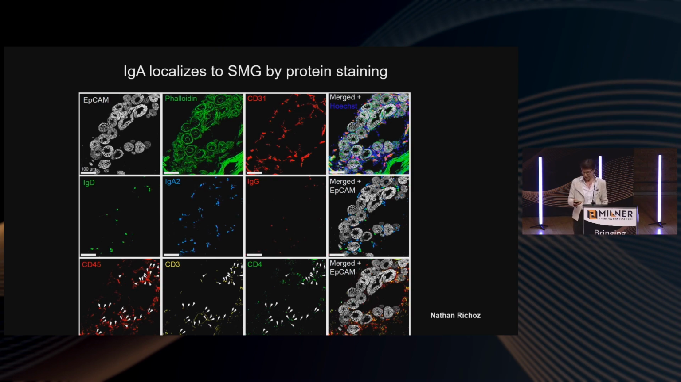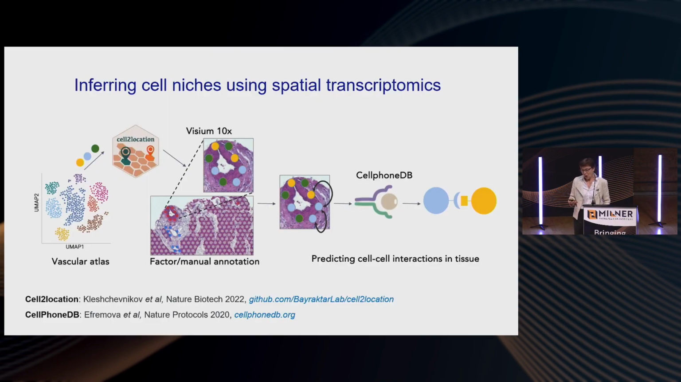So I've now shown you how we can use the single cell data, use algorithms like cell2location, and map that data back into the tissue context so that we really begin to understand which cells sit next to each other. And then we can use another algorithm, a database that was built in our lab, CellPhoneDB, to understand how these cells really talk to each other.